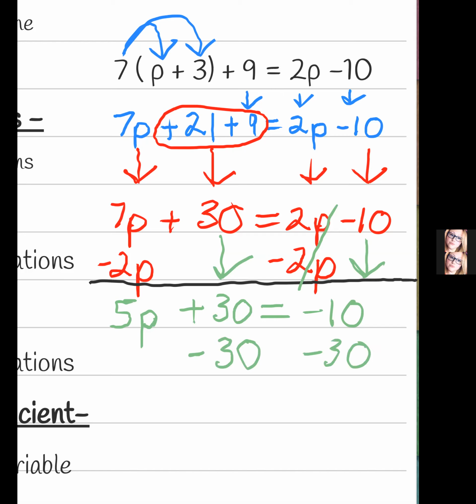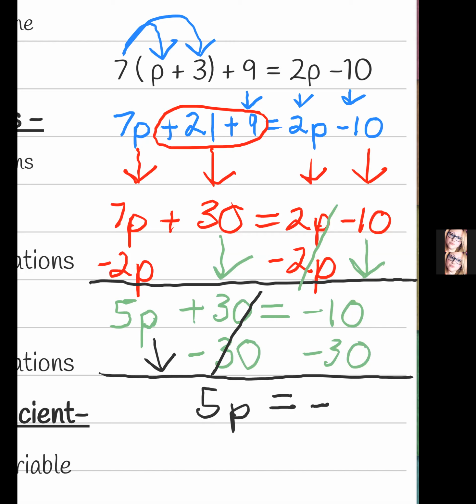Again, draw my big fat line. Now I did that. Why? Because 30 minus 30 is 0. Thank goodness. We didn't do anything to this 5p, so we bring her on down. We bring down our equal sign. Don't ever lose your equal sign, y'all. And now let's do this math. Negative 10 minus 30 more gives me negative 40. Because if you're negative 10 in the bank and you borrow another $30, now you're negative 40 in the bank. All right, we're almost done.